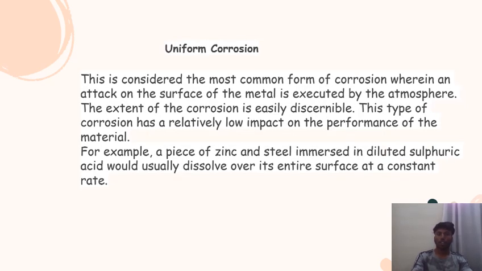Coming to the last type of corrosion, that is uniform corrosion. This is considered the most common form of corrosion, wherein an attack on the surface of the metal is executed by the atmosphere. The extent of corrosion is easily discernible. This type of corrosion has a relatively low impact on the performance of the material. For example, a piece of zinc or steel immersed in diluted sulfuric acid would usually dissolve over its entire surface at a constant rate.